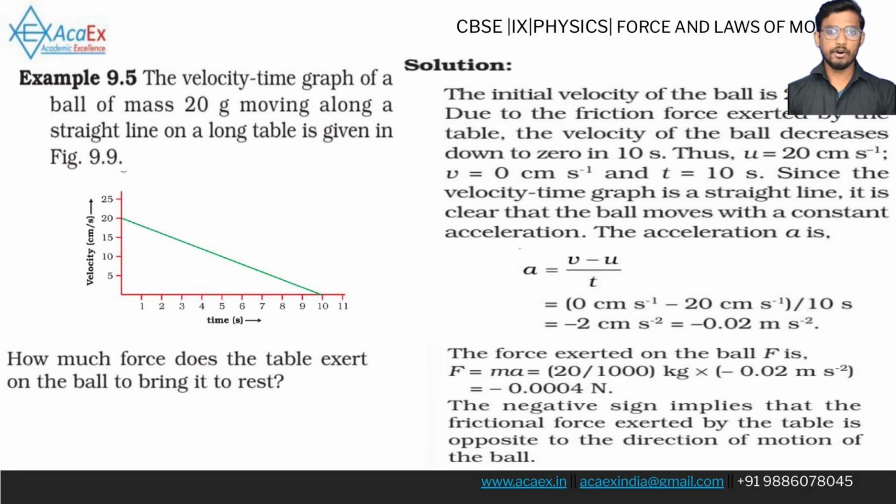A 20-gram ball slows from 20 centimeters per second to 0 in 10 seconds due to friction. Find frictional force. a equals (v minus u) divided by t equals (0 minus 20) divided by 10 equals minus 2 centimeters per second squared equals minus 0.02 meters per second squared. F equals ma equals 20 divided by 1000 times minus 0.02 equals minus 0.0004 newtons. Negative sign means force opposes motion.